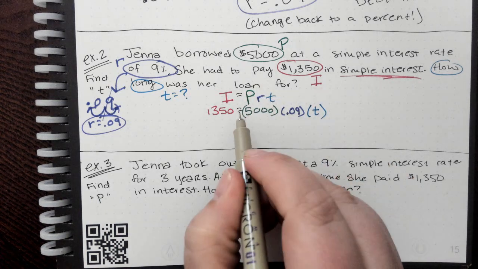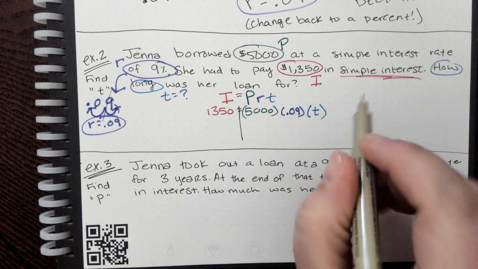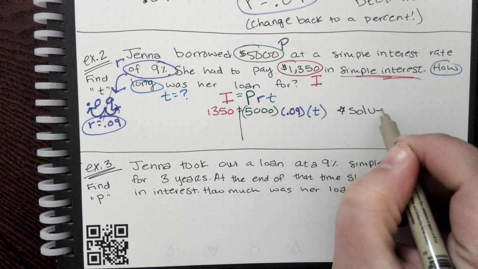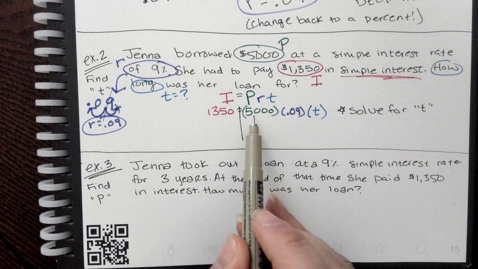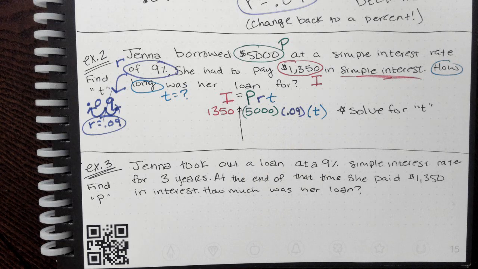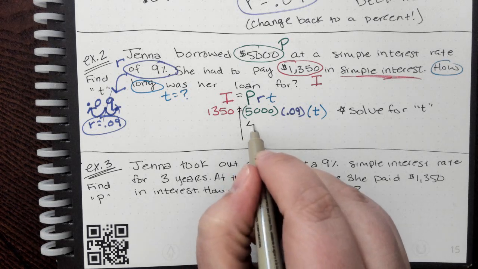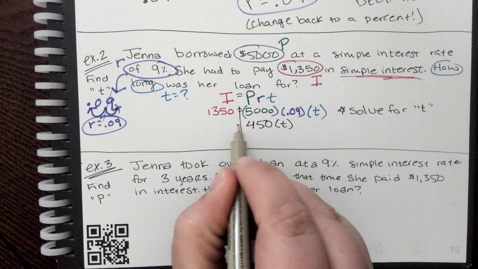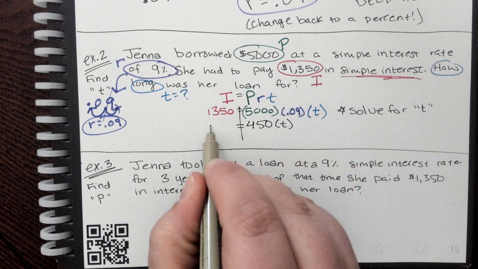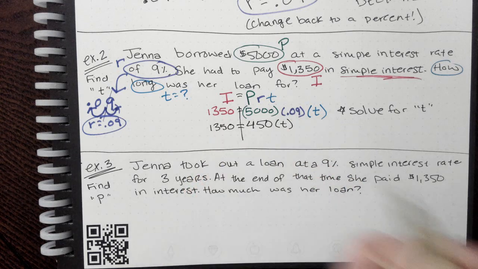Now this is an equation that we can solve. And we'll solve this equation for T. So the first thing that we'll do is multiply 5,000 times 0.09. Think about that real quick. Try to do that on your own. 5,000 times 0.09. You'll get 450 times T. We still have our variable on the right side. On the left side, we still have 1,350.